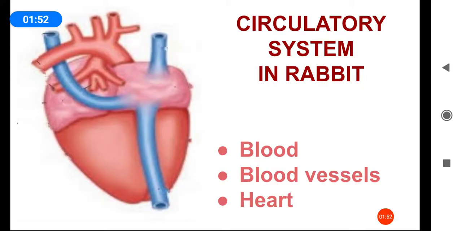In rabbit, the circulatory system is formed of blood, blood vessels and heart. The heart is pear shaped. This is the pumping organ. It is located in the thoracic cavity in between the lungs. The heart is enclosed by the double-walled membrane called pericardium.